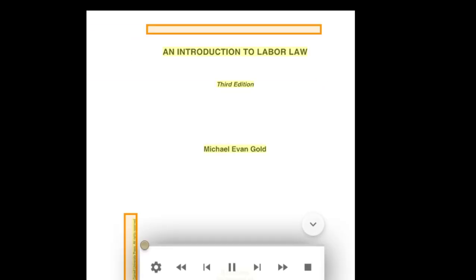Introduction to Labor Law. 3rd edition. Michael Evan Gold. ILR Press, an imprint of Cornell University Press, Ithaca and London.